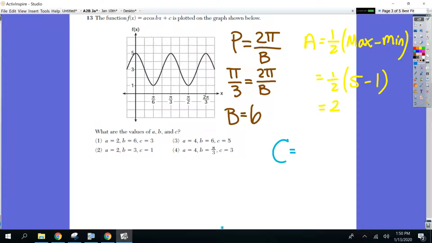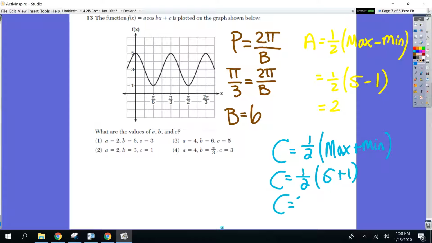Now on your formula sheet, I called it the D value because I put C inside the parentheses. So you find it by doing 1/2. These two are very similar, just keep them straight. It's max plus min. So 5 plus 1, and that's where you get your 3 from. Perfect. Yep, choice 1.